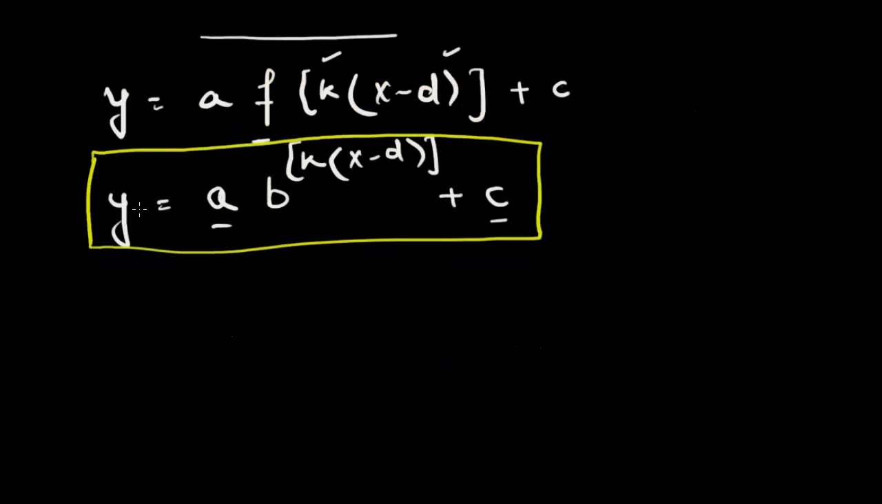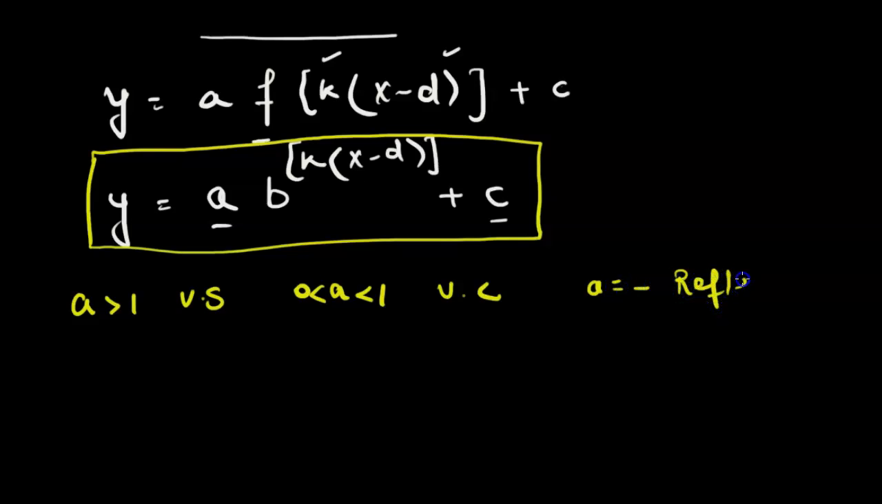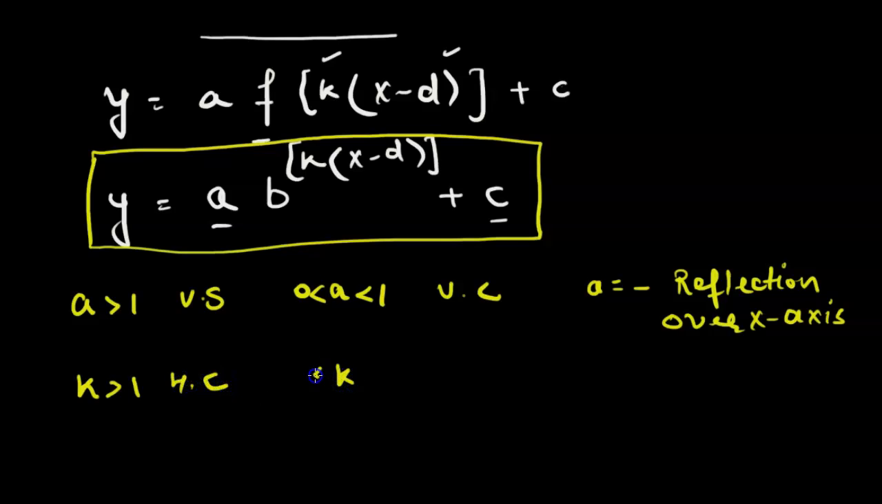So once we know the equation is y = ab^(k(x - d)) + c, then we can draw out our transformation parameters. If a is greater than 1, it means it's a vertical stretch. If a is between 0 and 1, that means it's a vertical compression. If a is negative, that means it's a reflection over the x-axis. If k is greater than 1, it's a horizontal compression. If k is between 0 and 1, it's a horizontal stretch. And if k is negative, it's a reflection over the y-axis.